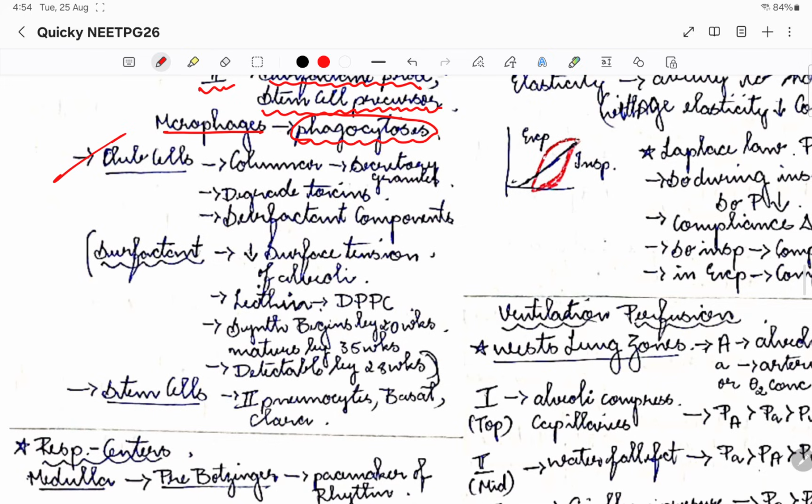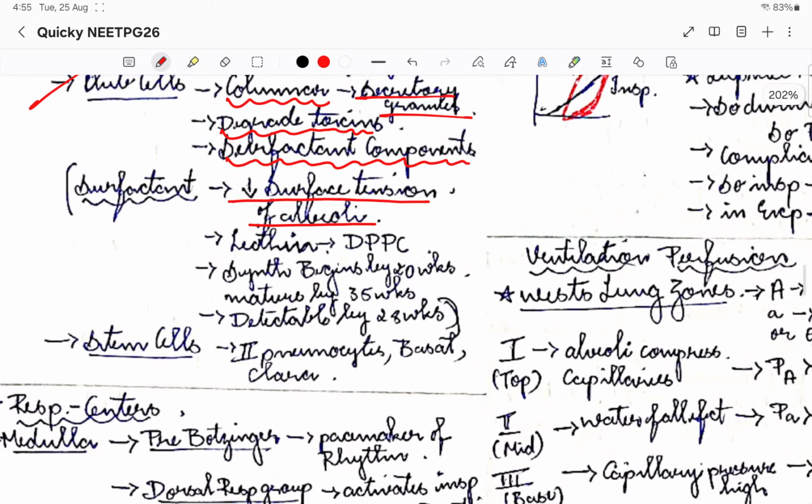Then there are helping cells called club cells, which are columnar with secretory granules. These degrade toxins and also help in production of surfactant components, that is lecithin, sphingomyelin and so on. Let us see what this surfactant is. A surfactant reduces the surface tension of the alveoli. When the surface tension is reduced, it helps alveolar expansion during inspiration. This is the main action of surfactant. The component is lecithin.